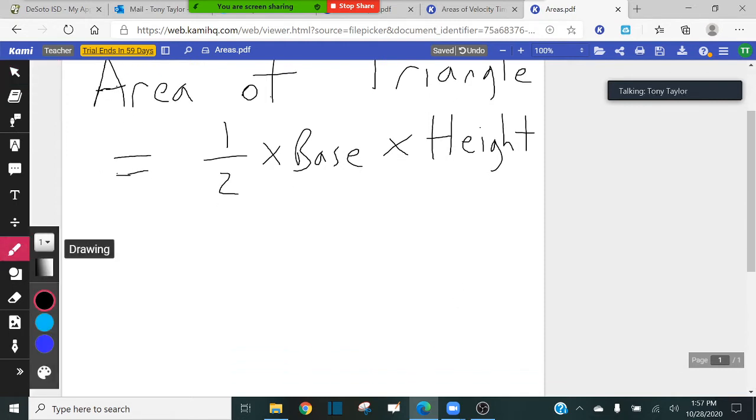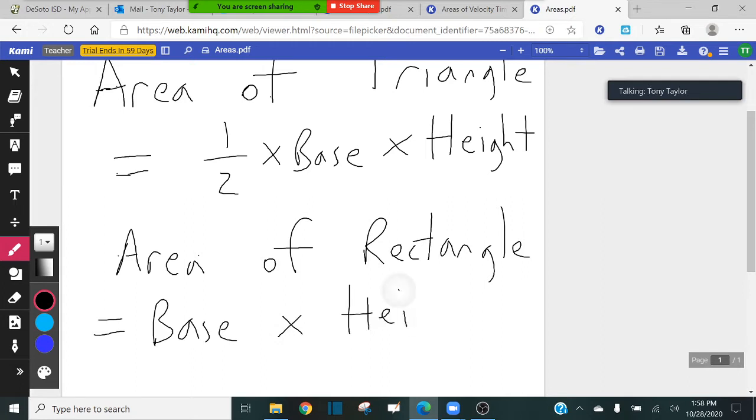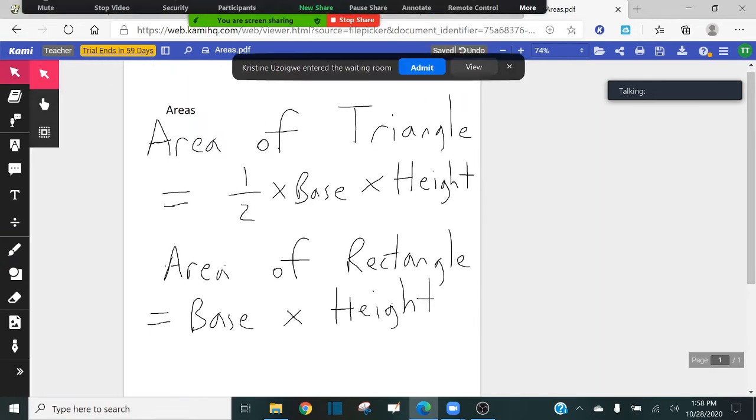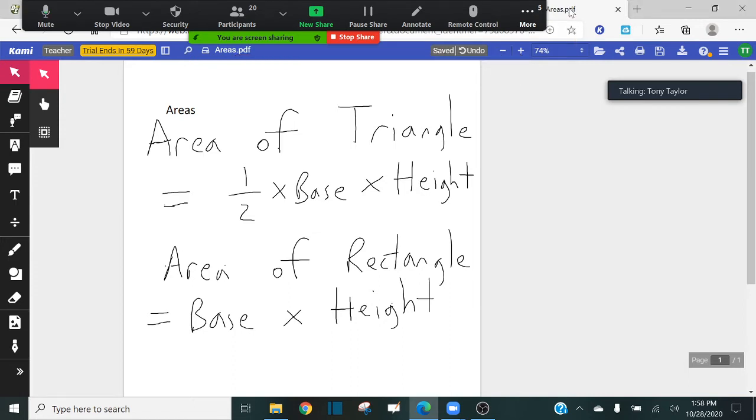And of course, what is the area of a rectangle? We're going to need to use this as well. The area of a rectangle. Base times height. Yeah, just base times height. Exactly. So the area of a rectangle is equal to base times height. Okay. Follow me so far? So those are the two equations for areas that you guys need to know in this course.